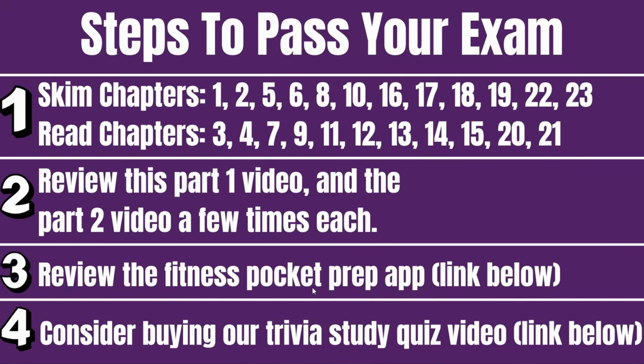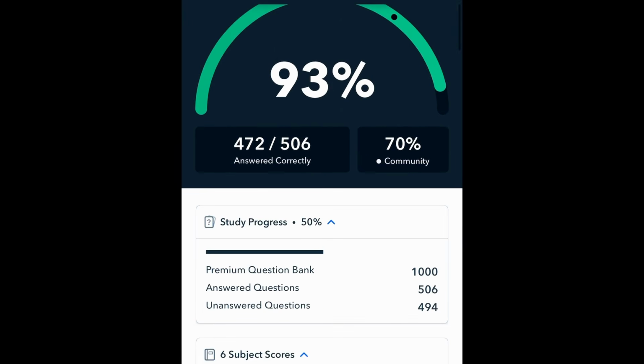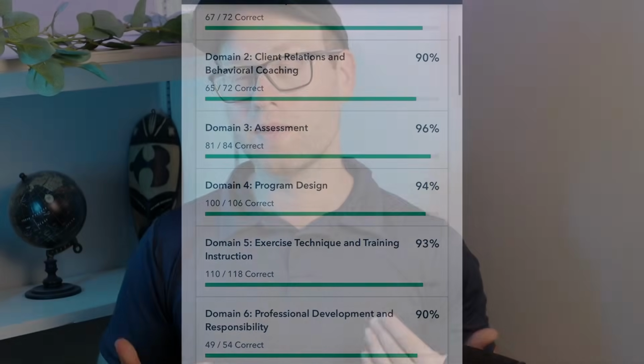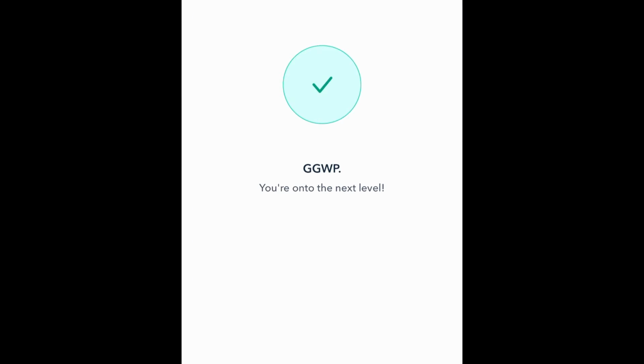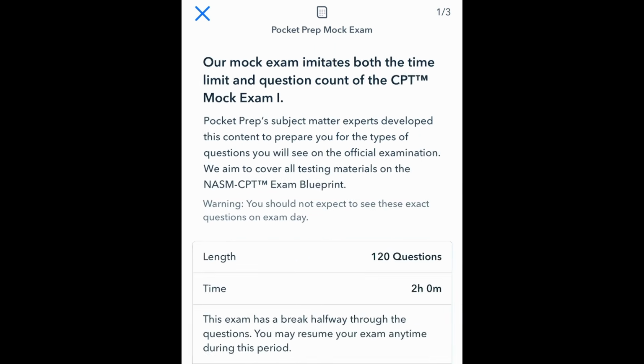Just to give you guys a better idea of what you're getting with step number 3, or Pocket Prep, you're getting an up-to-date database of 1,000 questions that was created by industry experts. Every domain that NASM is going to test you on is here on the app. Recently I've been playing around with the level up feature and it's pretty cool. They've also recently added an exam feature which is very similar format-wise to the actual NASM test.